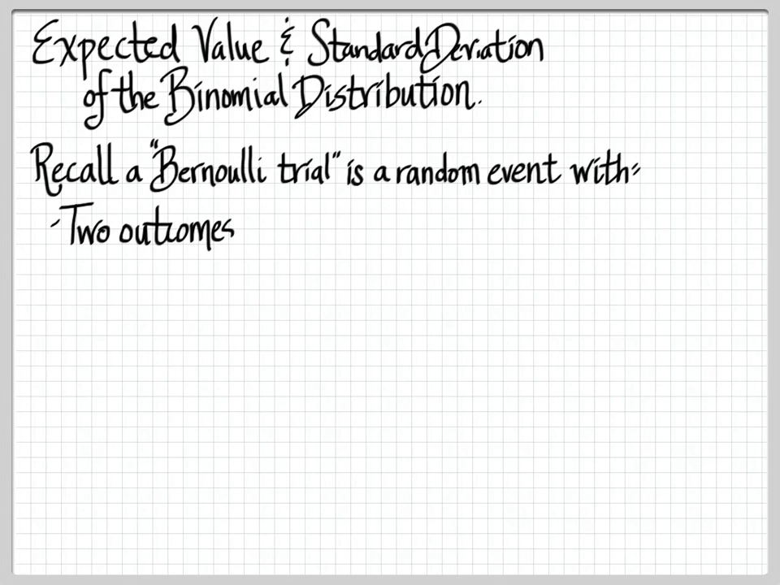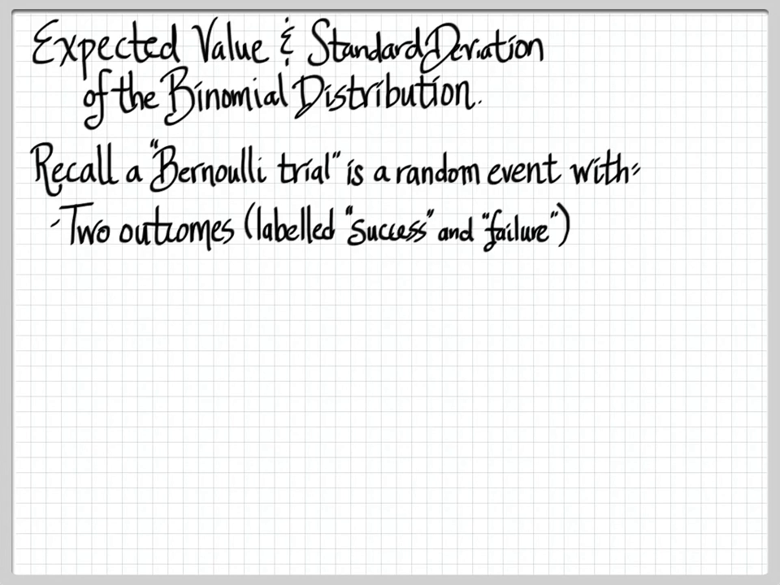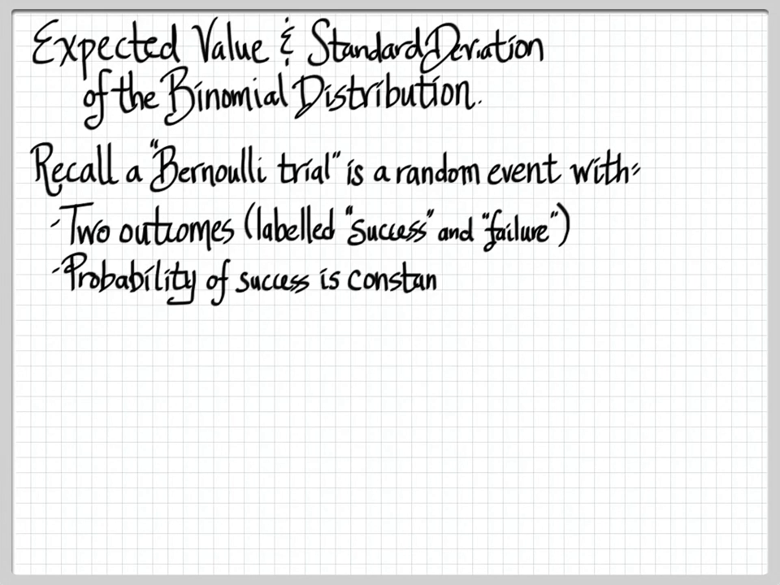First, a Bernoulli trial is a random event that has two properties. One is there's just two outcomes. There's only two things that can happen. It's either success or failure. That's how they're traditionally labeled. And very important, the probability of success never changes. We consider it to be constant.